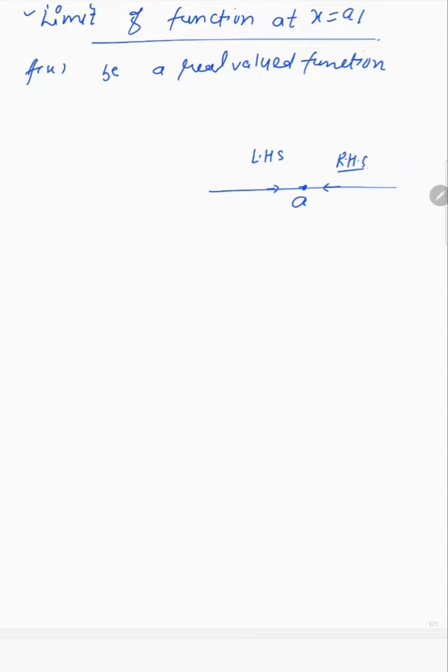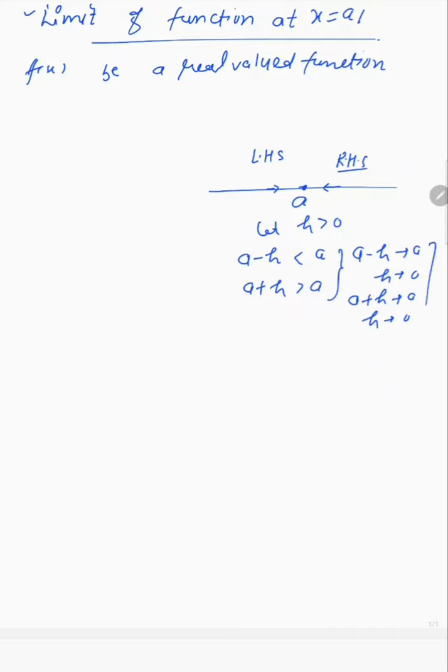To denote these two sides, let's say h is greater than 0, which is a positive but very small number. So definitely a minus h will always be less than a and a plus h will always be greater than a. To reach a from a minus h, we have to move h to 0, and to approach a from a plus h, we also move h to 0. So we have two sets. The first one is a minus h to a, and the second one is from a to a plus h.